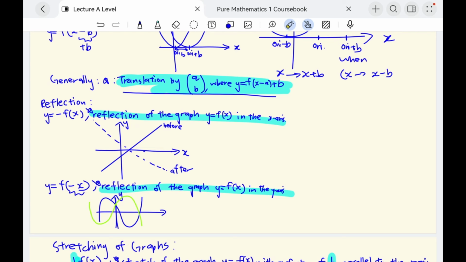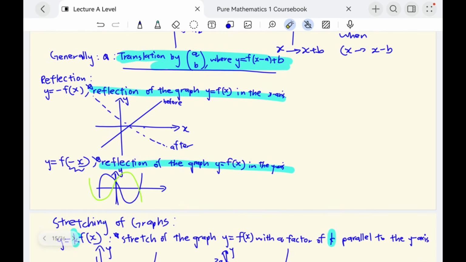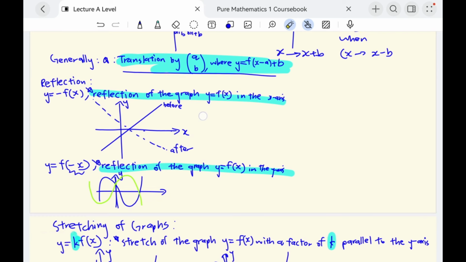Because you only change the sign of the y. I mean the sign of the range. Okay. But for the, oh yeah, this is the similarity. For y equals to f bracket of negative x, y equals to f bracket negative x entire, that is a reflection of the graph in the y-axis like this.